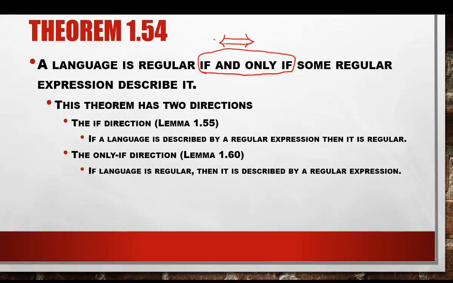So what this means is that it's effectively two statements combined in one. It has two directions, the if direction and the only if direction. The statement can be broken down into these two separate statements, and we prove them as two separate lemmas. And remember, we talk about lemmas and theorems and corollaries. A theorem is a very fundamental mathematical statement, and to get to it, you may need to prove some ideas first, which are kind of small theorems in their own right, and those we call lemmas.